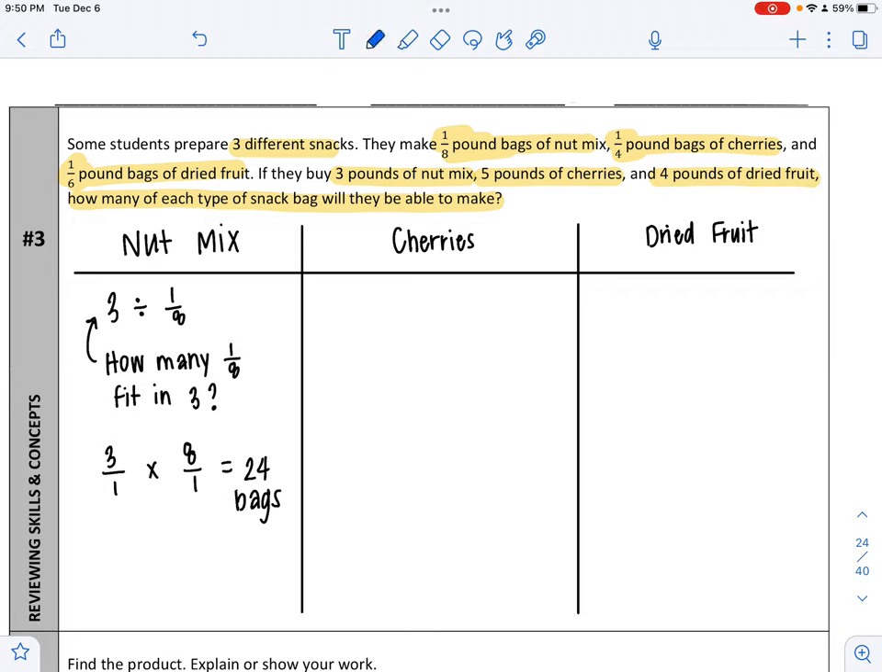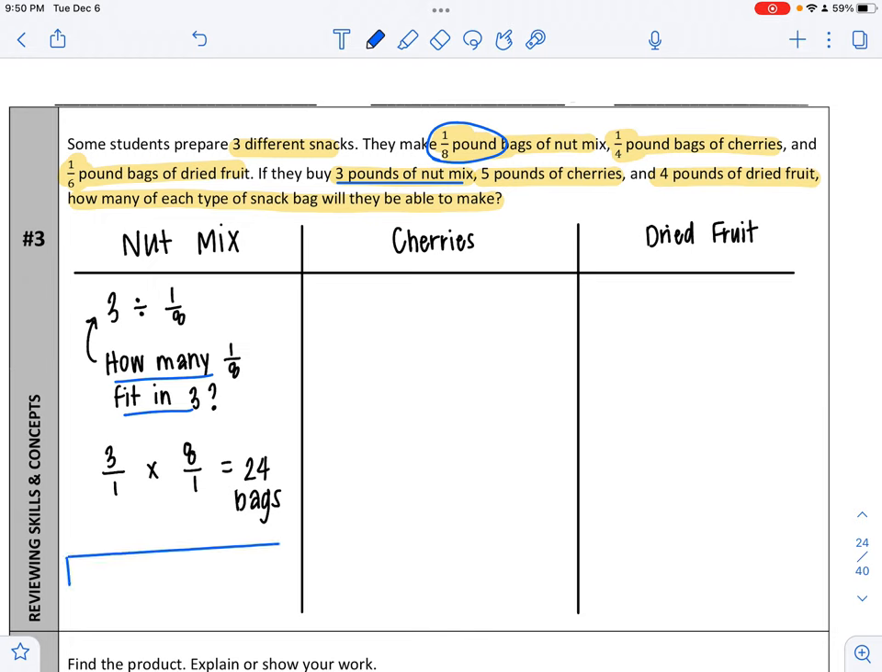In the nut mix part of the question, I know that they're trying to use 3 pounds of nut mix. They're splitting that nut mix into groups that are 1/8 pound each. I wrote a division sentence 3 divided by 1/8 to ask the question, how many 1/8s fit into 3? Then I simply keep change flip, and I know that I can have 24 bags.